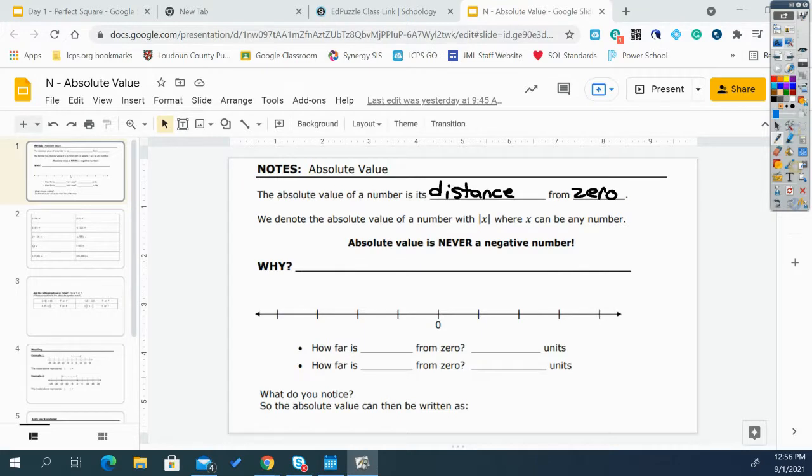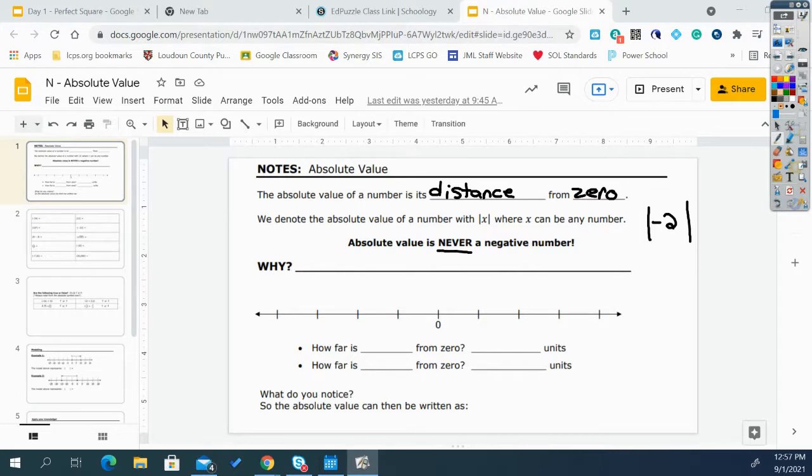When we denote, also known as writing down, absolute value of a number, we use these two symbols next to x, where the x can be any number. So as an example, you may see me write the absolute value of -2. And it's just these two bars, and we're going to put the number inside of it. You're going to notice that absolute value is never negative.